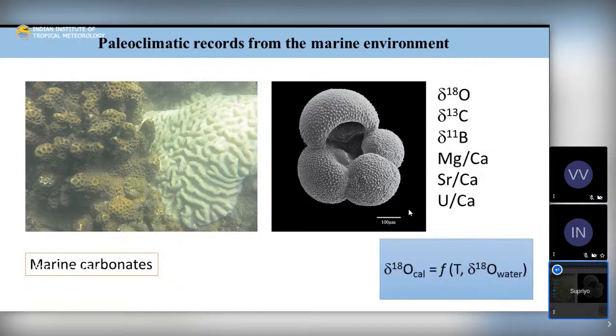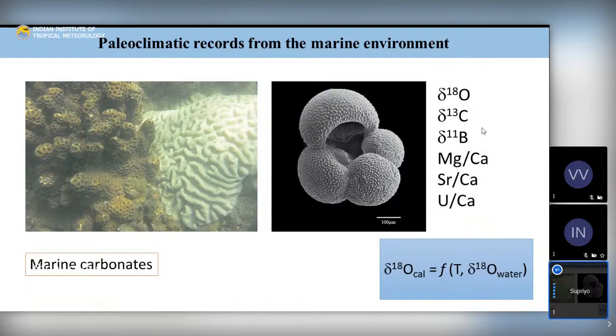Now, the delta 18O of these carbonate samples is a function of two parameters. One is the sea surface temperature, another one is the delta 18O of water. And because of this dependability on two variables, it is not directly possible to infer temperature change. So dual proxy analysis is done to decouple these two effects.